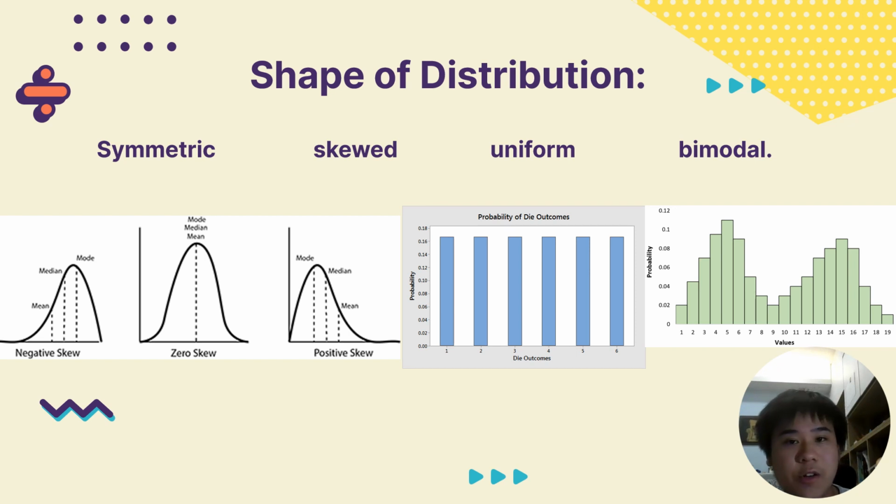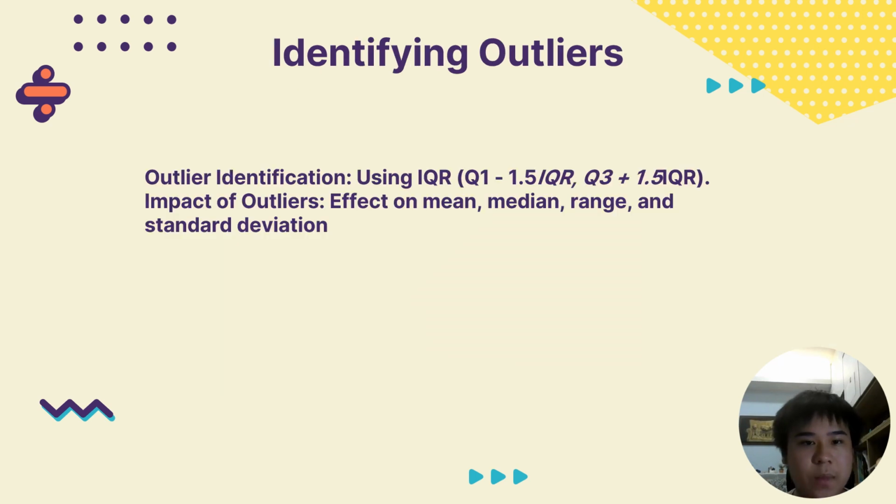And bimodal is very distinguishable: two peaks. When you see a graph that has two peaks, that's bimodal. All right, moving on. How to identify outliers. To identify outliers, we use the IQR. Q1, the 25th percentile, minus 1.5 times IQR, and Q3 plus 1.5 times IQR. Any values above Q3 plus 1.5 IQR or below Q1 minus 1.5 times IQR are considered outliers.